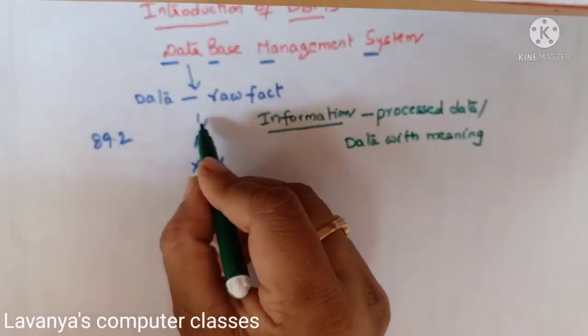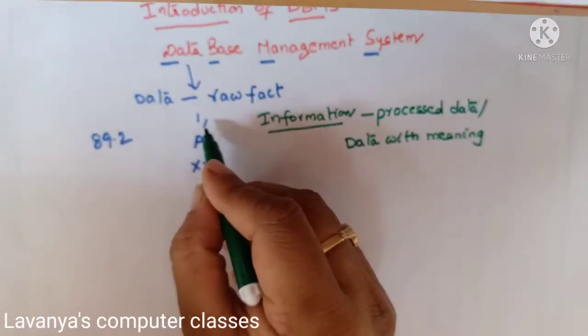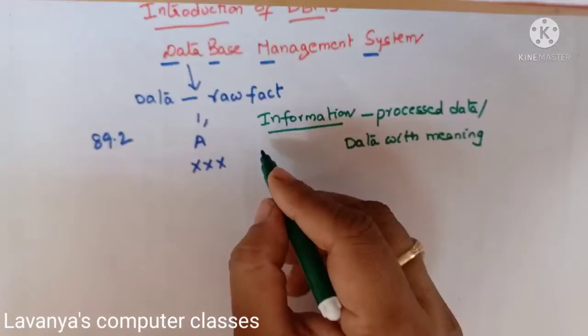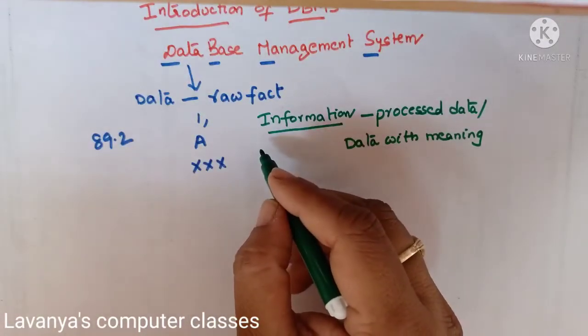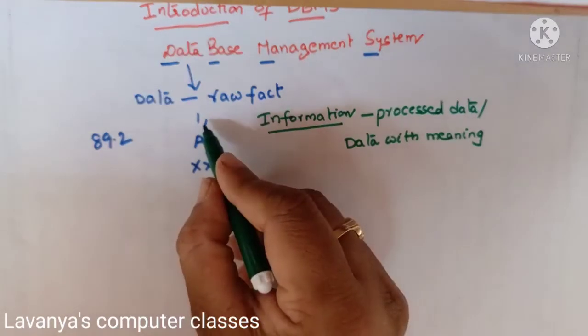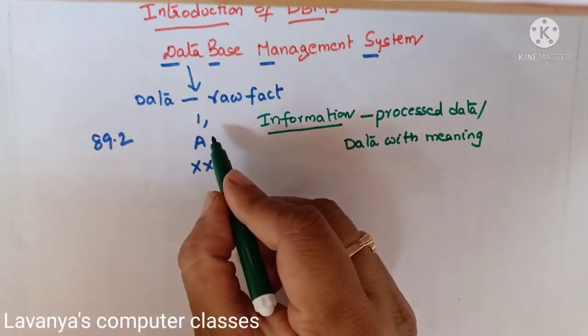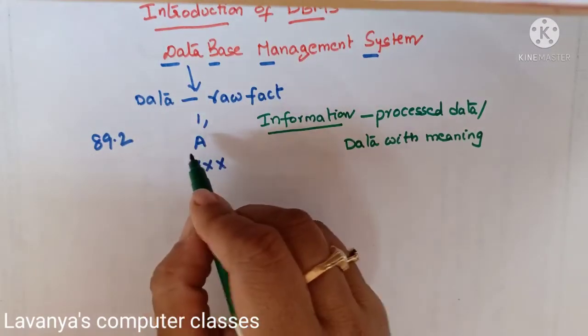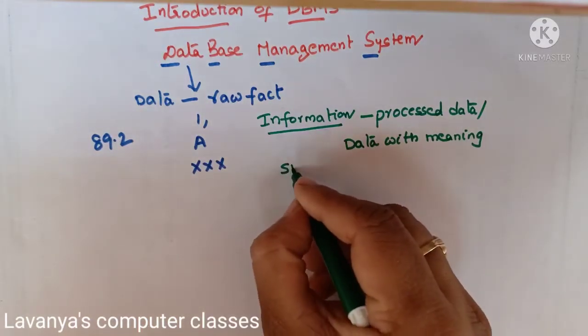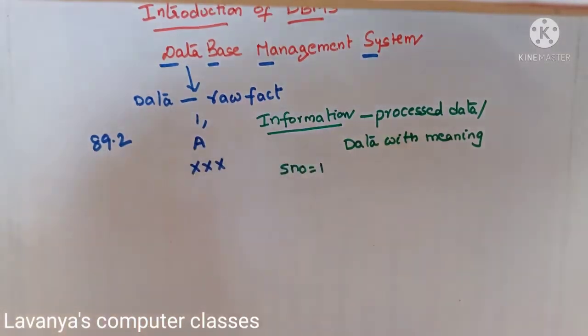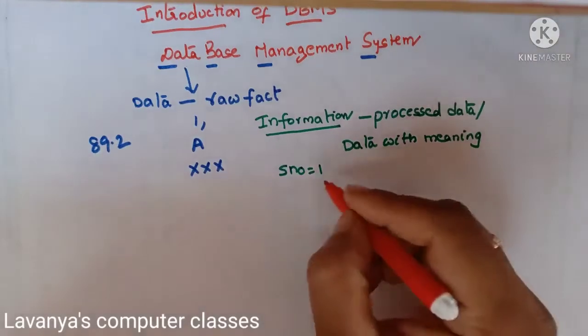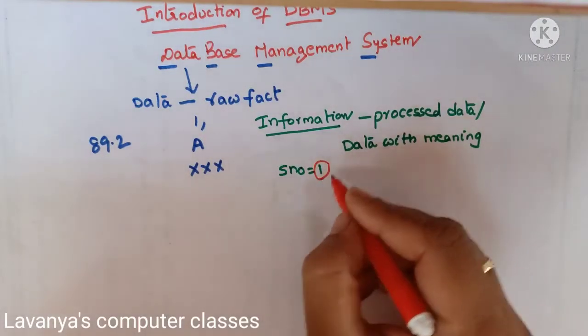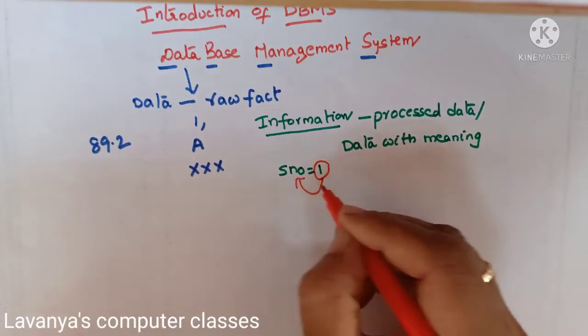Here 1 is a data. What does 1 indicate here? 1 is your roll number, or your age, or your marks, whatever it is. 1 as data is not telling anything about its purpose. But for information, for example, I write serial number equal to 1. Then what do you understand? 1 is the value, that means data. It now represents the serial number.